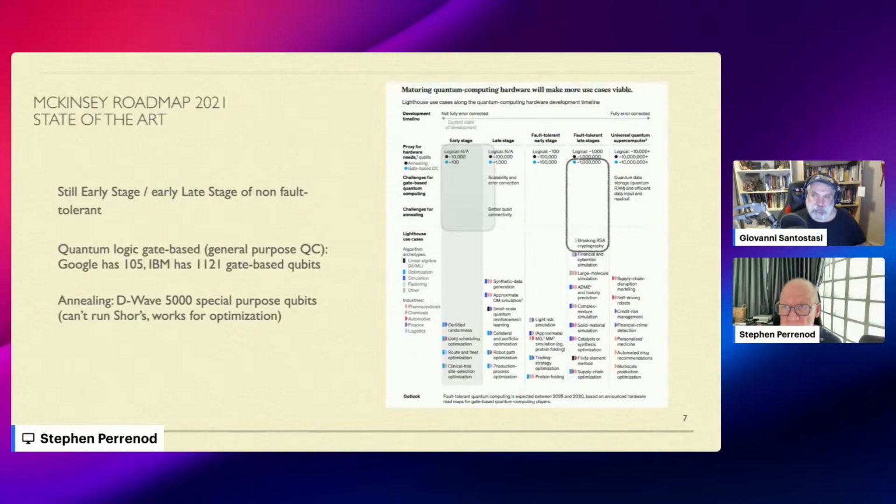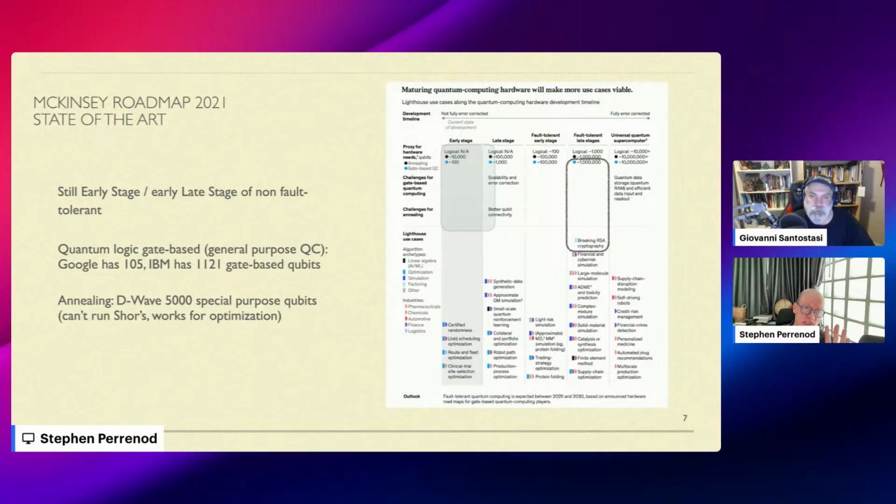On the next slide, this McKinsey roadmap breaks things down in terms of where we are and where they're trying to go. We're trying to go from early stage, which is noisy and intermediate, and has on the order of 100 physical qubits. And you want to look at the blue dot, not the black dot. The black dot is for the annealing quantum computer design, which is special purpose and cannot be used for the cryptography that would affect Bitcoin. It's used for optimization problems. It's more like an analog machine.